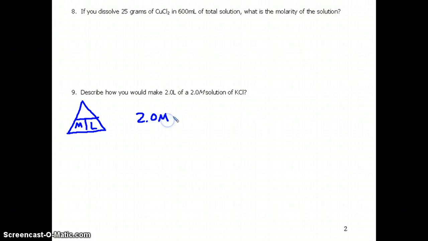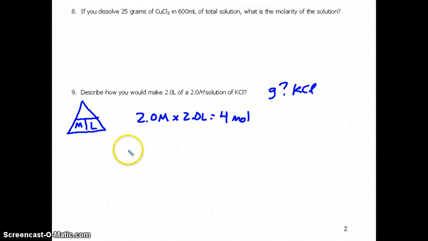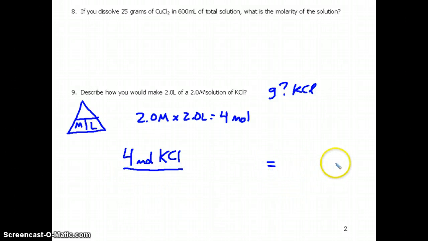Very simple math. 2.0 molar solution times 2.0 liters is going to give you 4 moles. That's the only unit that doesn't cancel out. So now it's asking you, how do you make this? I would reword this question. This was up for discussion in class. How would you make this solution? Well, you have to figure out how many grams of KCl you need. So we need 4 moles of potassium chloride. We have to get that to grams, because that's what we're going to put on the balance.